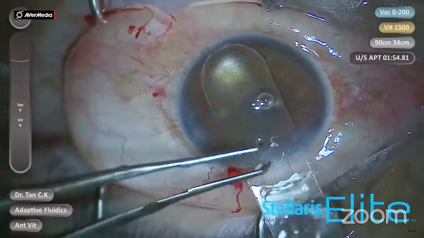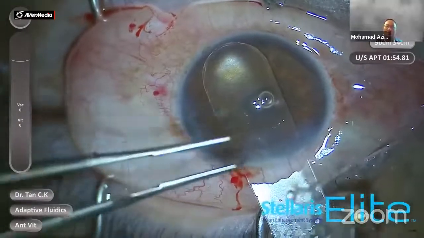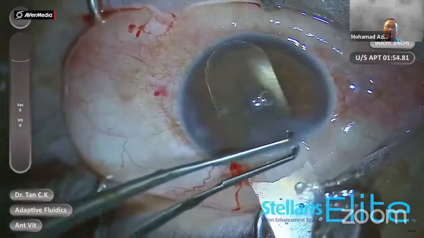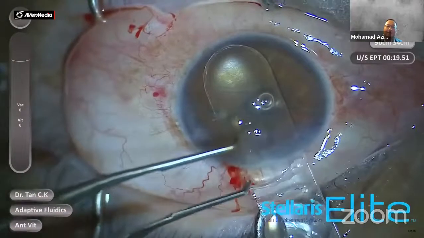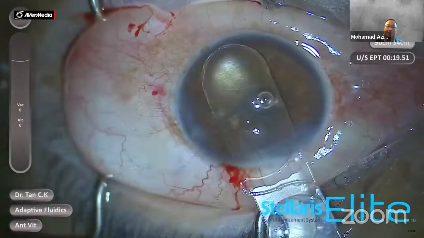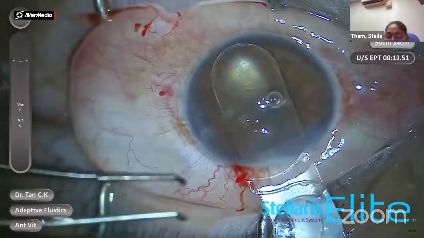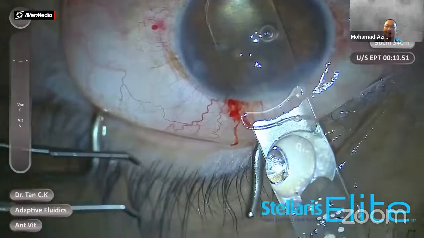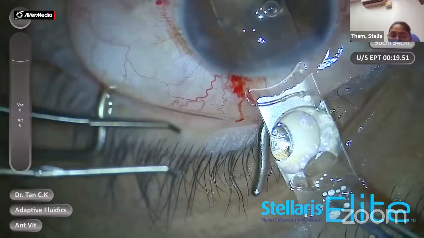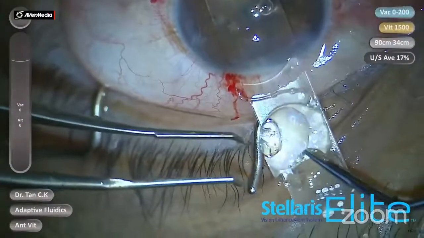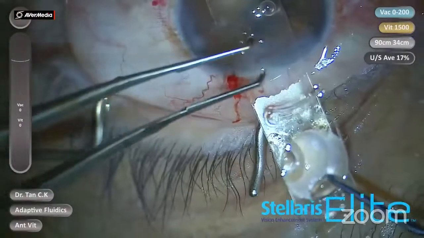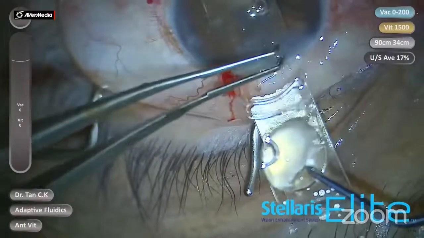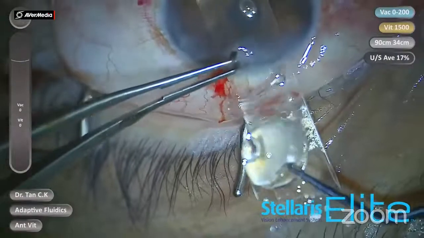So you have to be very clear why you're putting in an ACIOL. People will ask, why not in sulcus? Yeah, the CCC. The PC rent is not equal to zonulolysis. So when it's a PC rent, the sulcus is still there.